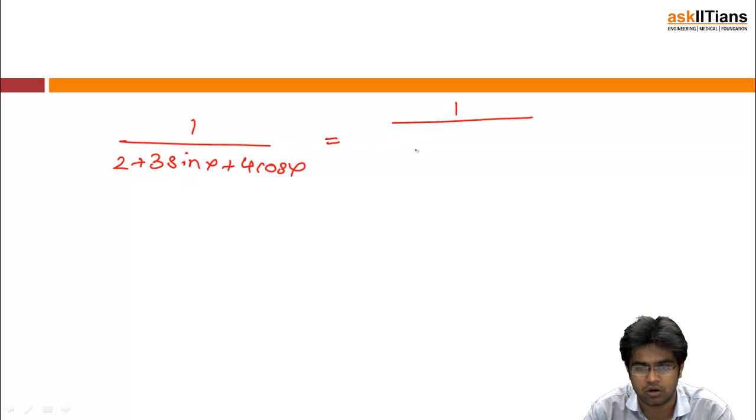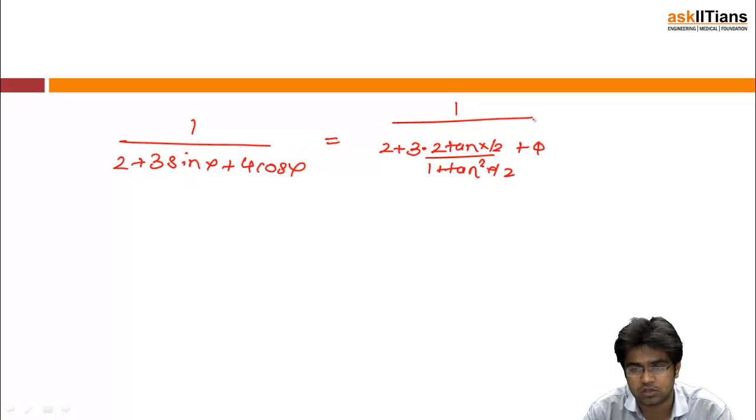Let's analyze this. Suppose that you have a question which says 1 upon 2 plus 3 sine x plus 4 cos x. So what I am going to do is use the tan half angle and write it like this: 1 upon 2 plus 3 times, what are you going to write for sine x? It's 2 tan x by 2 divided by 1 plus tan square x by 2. Then 4 cos x, what am I going to write? 1 minus tan square x by 2 divided by 1 plus tan square x by 2. So it's legal as well.